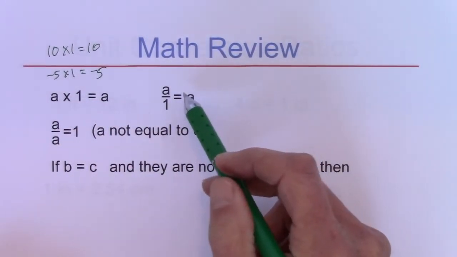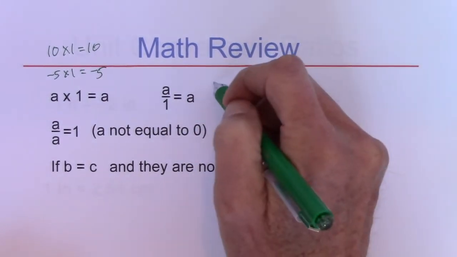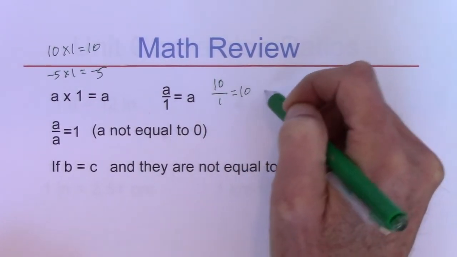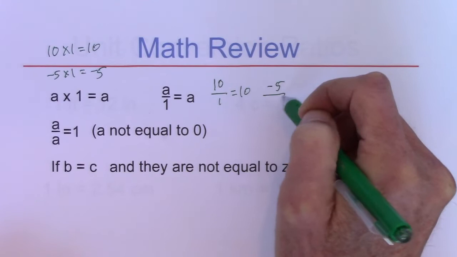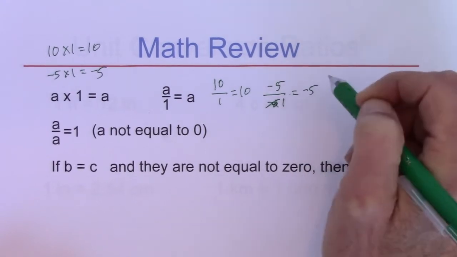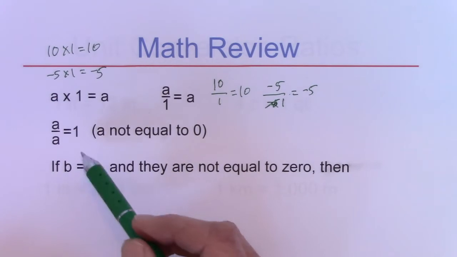A second thing we should have learned is that if we divide any number by 1, it doesn't change the number. So 10 divided by 1 is still 10, and -5 divided by 1 is still -5. We also learned that if you divide a number by itself, the result is 1.